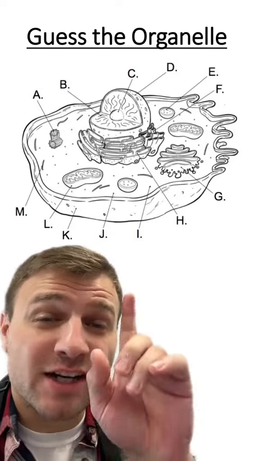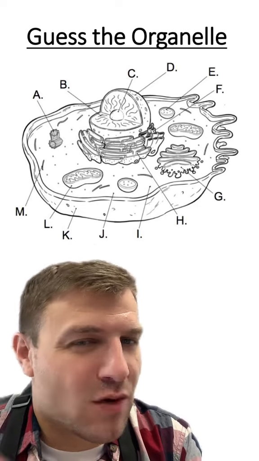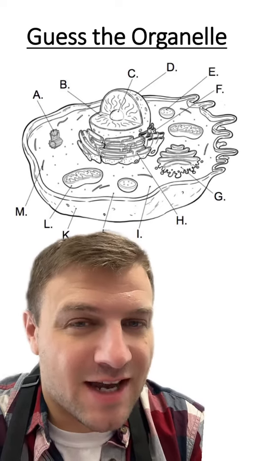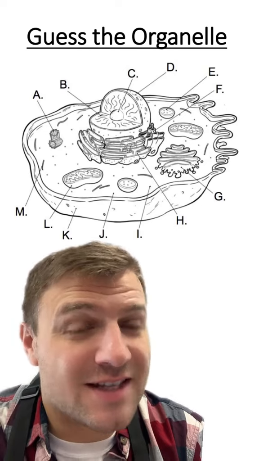Can you identify the organelles in this cell? Each letter is going to represent a different organelle. What letter represents the lysosomes? Remember, these are membrane-bound organelles with enzymes inside, and they're kind of like the custodians of the cell. The lysosome in this cell is letter E.